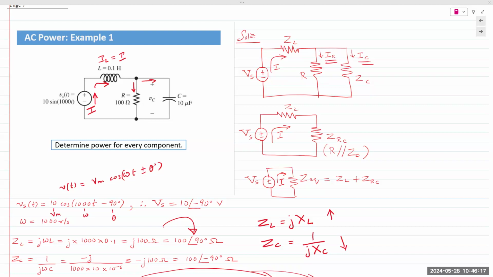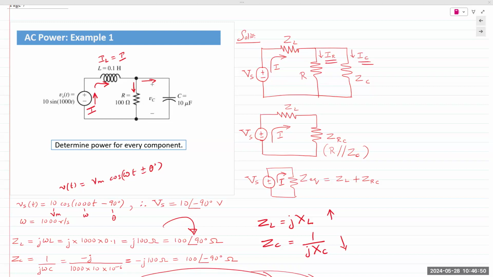Now, when it says every single component, even if it does not state the source explicitly, you do have to find the power for the source also. Of course, if you find power for all three, the law of conservation of energy applies, and all the power being received by the three components has to equal the power being delivered by the source, right? So we have to find power for all four components: the source, the resistor, the inductor, and the capacitor.